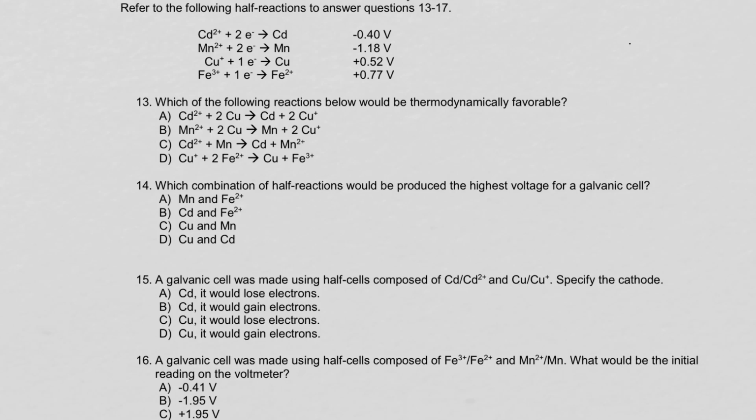This next set of questions, questions 13 through 17, all use these half reactions listed above, and that's kind of a typical question setup for many of the questions on the AP Chem exam. Looking at 13, which of the following reactions below would be thermodynamically favorable? And this really brings in their knowledge of delta G, and knowing that for delta G to be negative, which is a thermodynamically favorable situation, the cell potential would have to be positive.